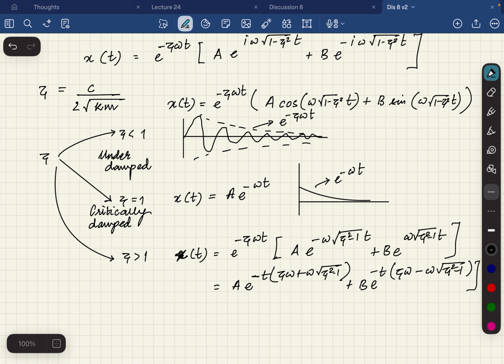Like for example, you do realize that e to the power minus 10t and e to the power minus t, which one would come down to the x-axis faster?